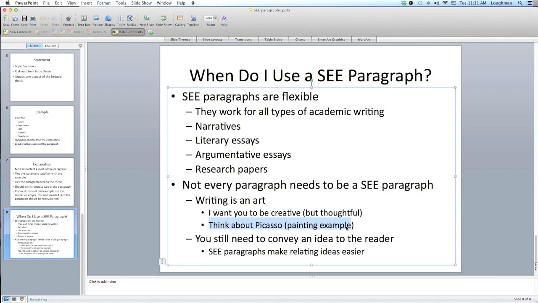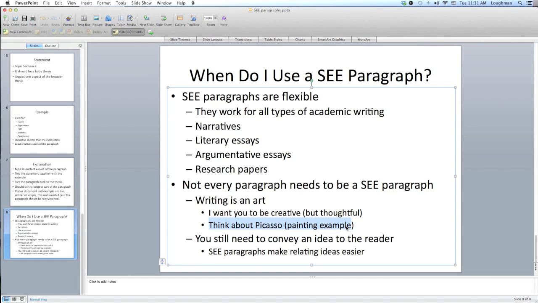You can have a whole paragraph that's all quote, or all paraphrase, all summary, as long as your next paragraph analyzes it. So you can have a whole paragraph of all analysis, all explanation. That's fine. But first, show me that you understand having a statement, example, explanation. Once you do that, then you can play with the format.